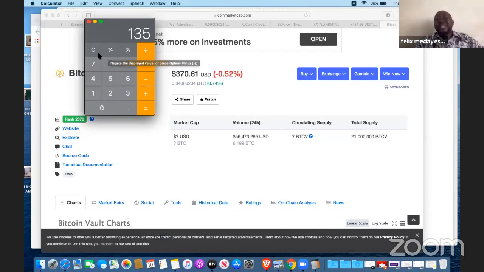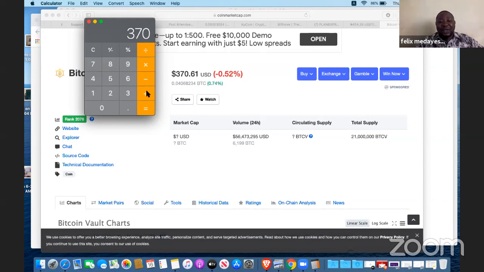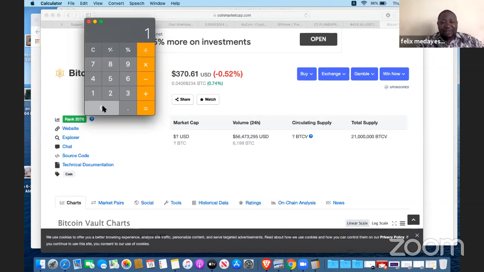It's not about how much money you have. It's about how you listen and take advantage of instructions. Now, the coin is now $370. It actually went to $375 or something. So $370 multiplied by 3 is $1,110. Let's call it $1,000. $1,000 minus $135 is $865. Now divide by 3.